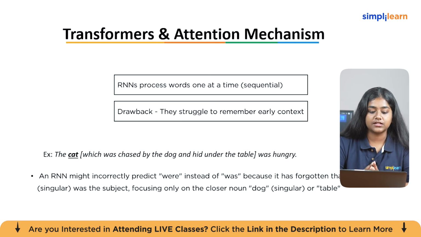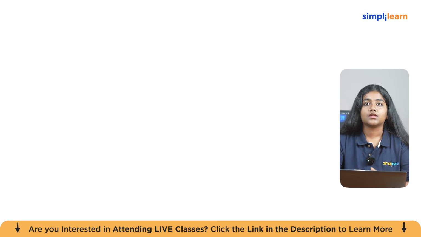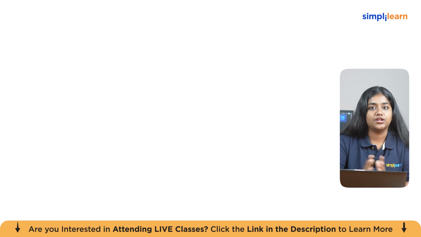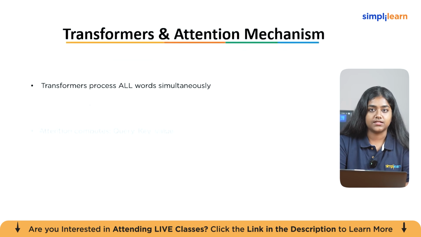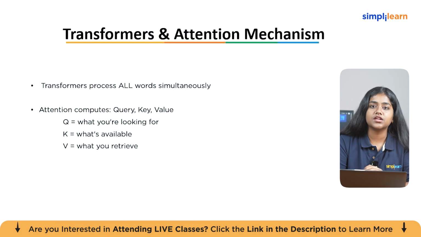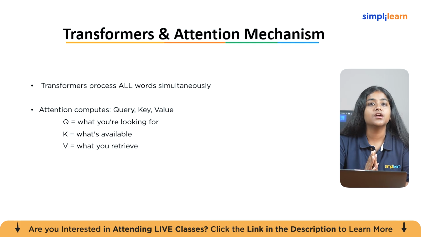So as I've explained, it will predict were instead of was, and it has forgotten that cat was the subject because there are many words in between. It only focuses on the closer noun, the table, because it is near the end of the sentence. Transformers erase that entirely. Instead of processing sequentially, they look at all the words simultaneously, and they use something called the attention mechanism to figure out which words should pay attention to which other words.